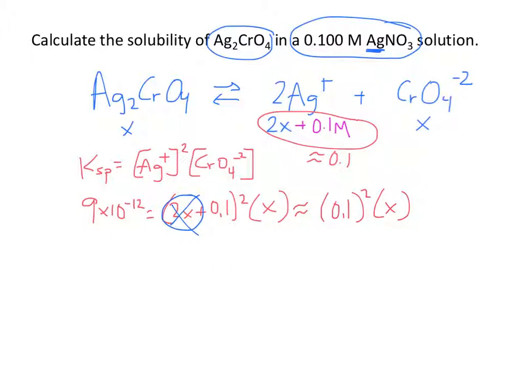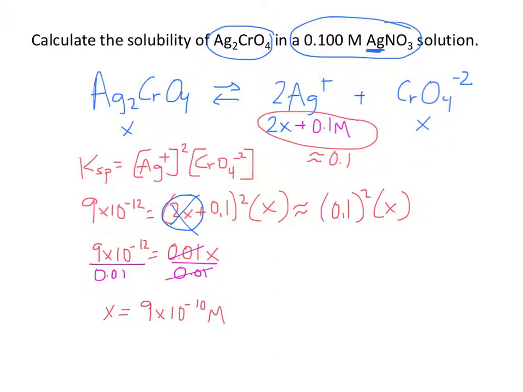So now we can solve this much simpler. 9 times 10 to the negative 12 equals 0.1 squared, which is 0.01, times x. Divide both sides by 0.01 so that those numbers cancel, and I end up with x equal to 9 times 10 to the negative 10 molar. 9 times 10 to the negative 10 moles will dissolve in a liter. That number is really, really small.